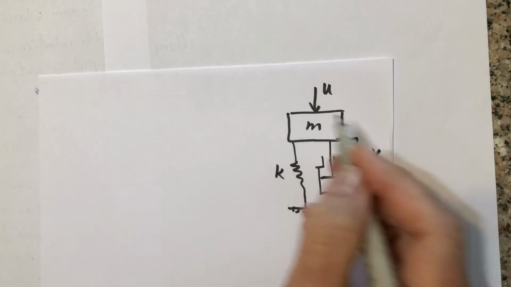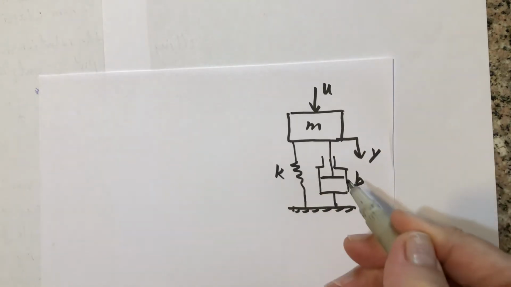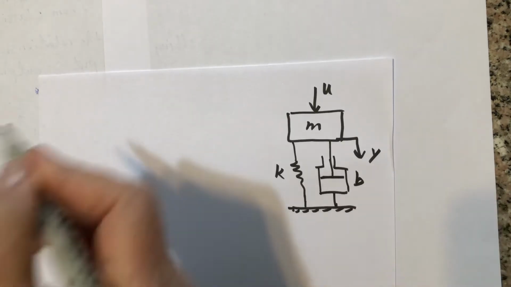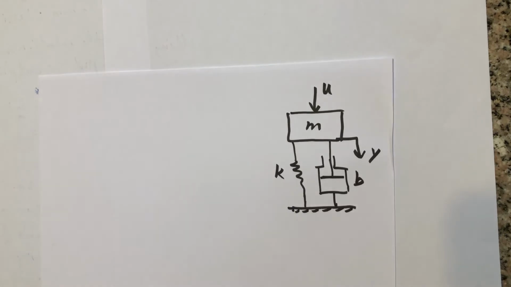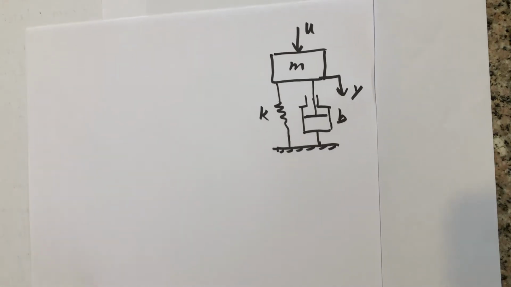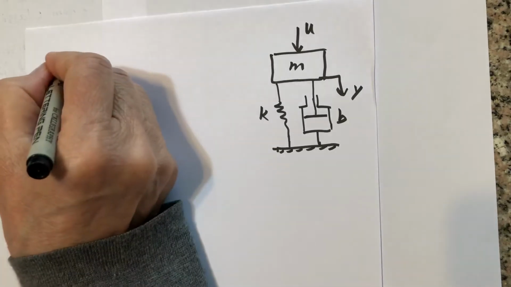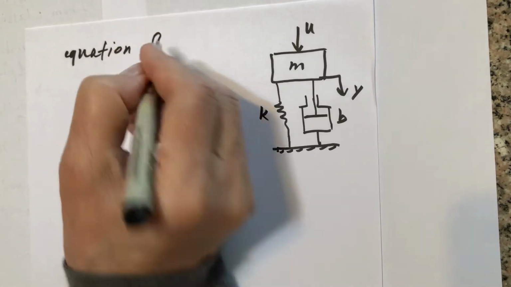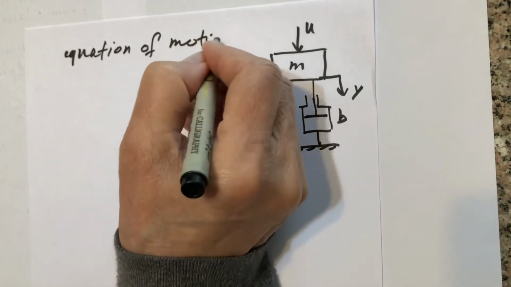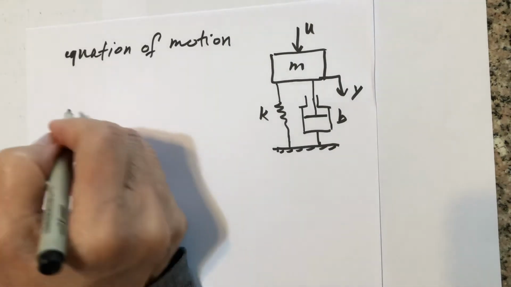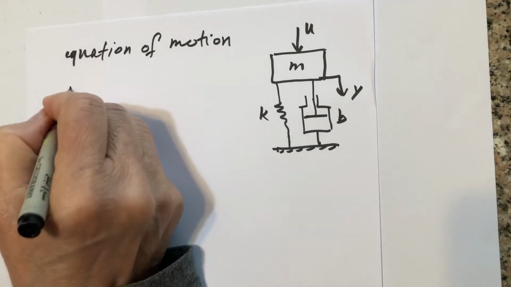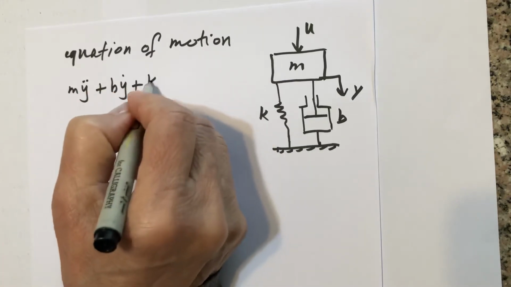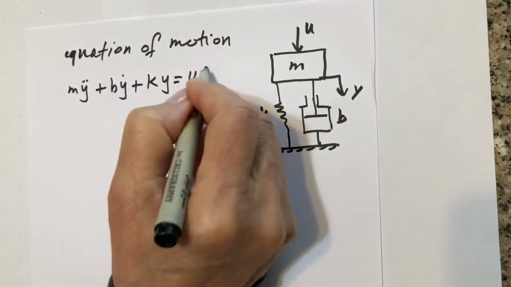And assume that the system starts from equilibrium so that we don't have initial conditions. And I remind you of this equation of this system, okay? The equation is, we can say, the equation of motion: m y double dot plus b y dot plus k y equals u of t.